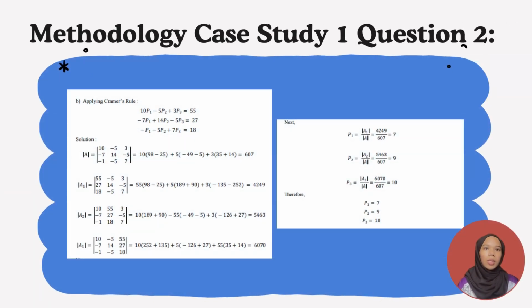As shown in the slide, we need to apply Cramer's rule. Then we got A equals 607, A1 equals 4249, A2 equals 5,463 and A3 we got 6,070. Next, we need to find P1, P2 and P3. For P1 we got 7, P2 we got 9 and P3 we got 10.